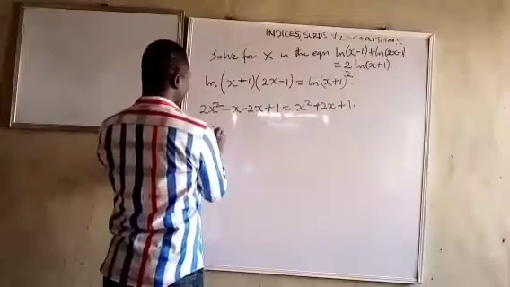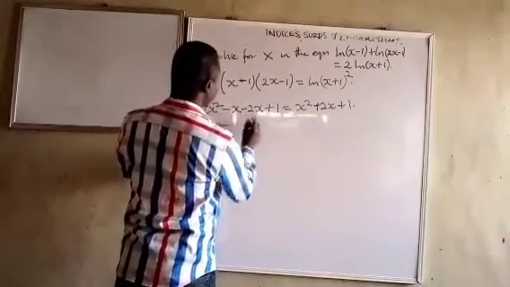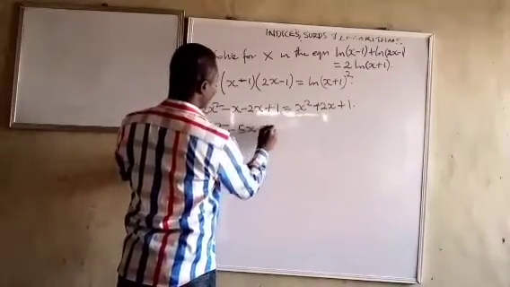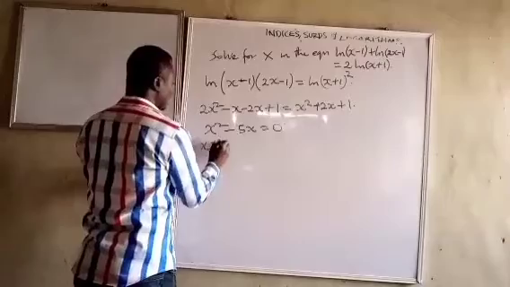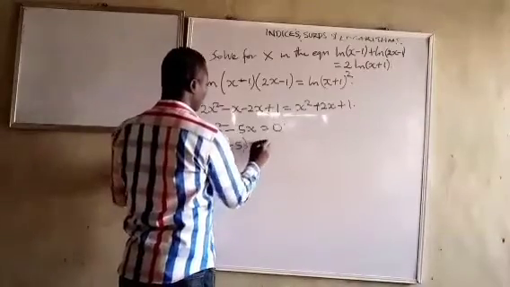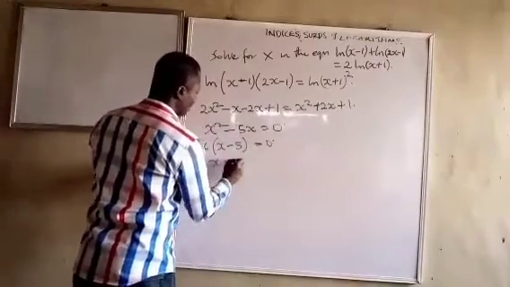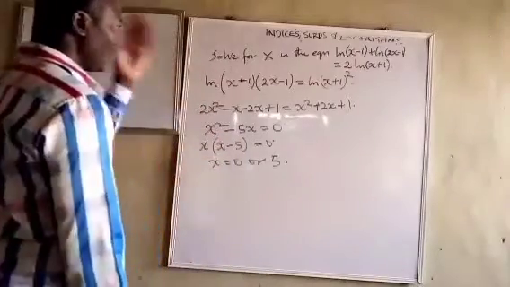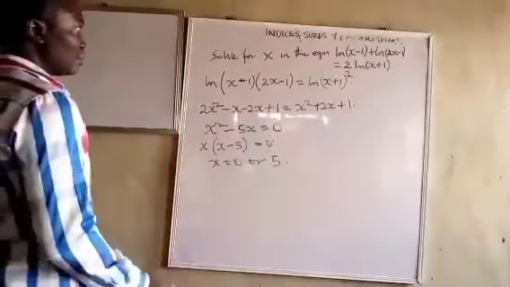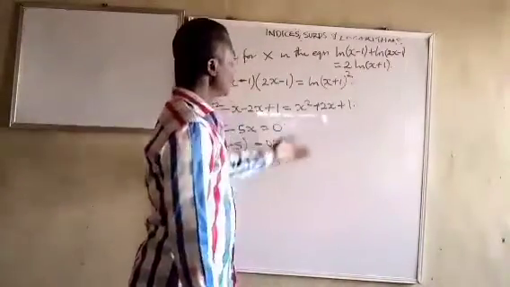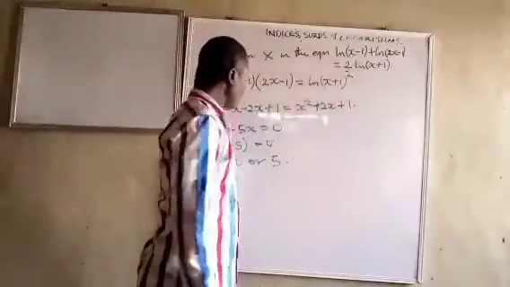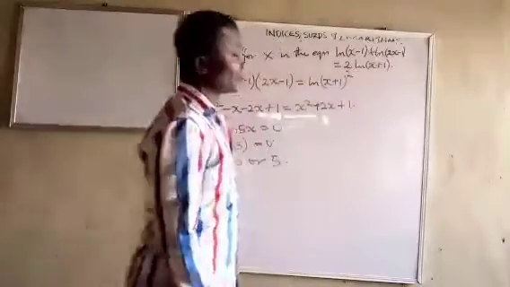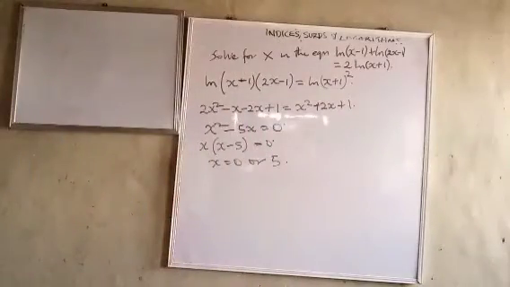So let's bring everything together. So you have x squared minus 5x is equal to 0. If I factorize, x times (x minus 5) equals 0. So x equals 0 or 5. But x equals 5 is more relevant, because for x equals 0 the terms will be negative, and we don't have log for negative numbers.